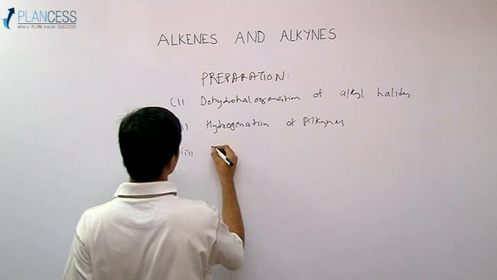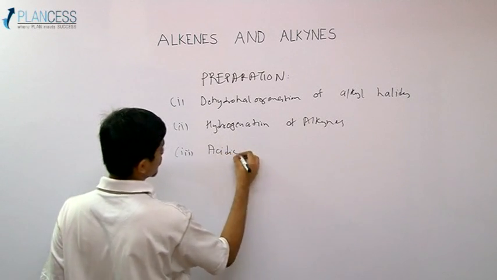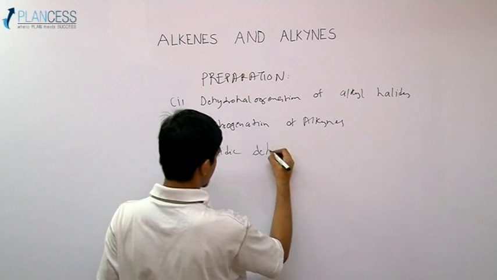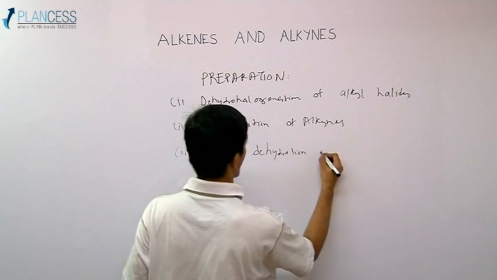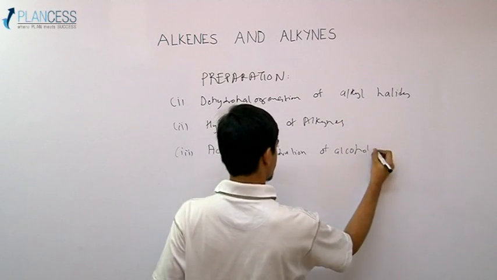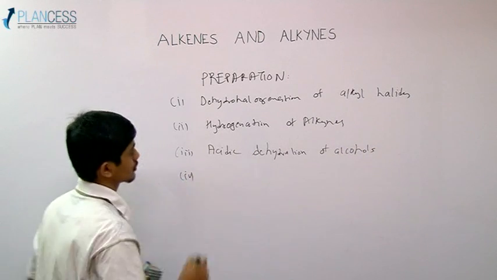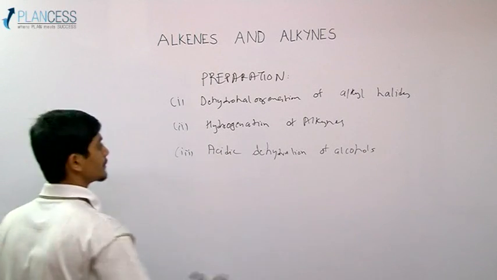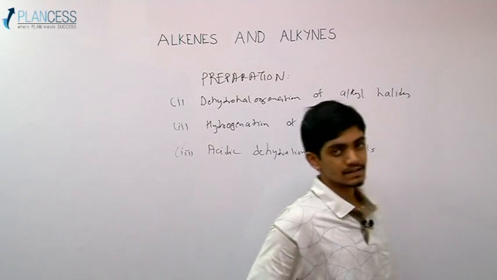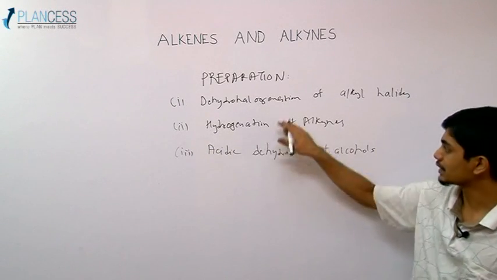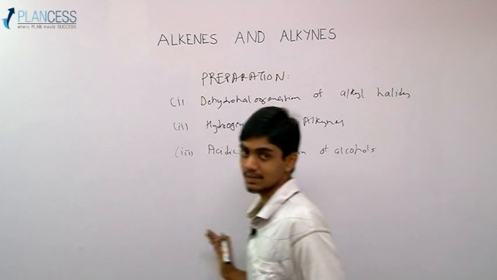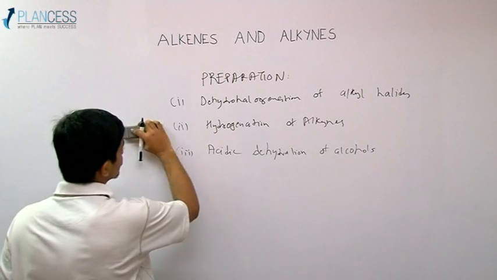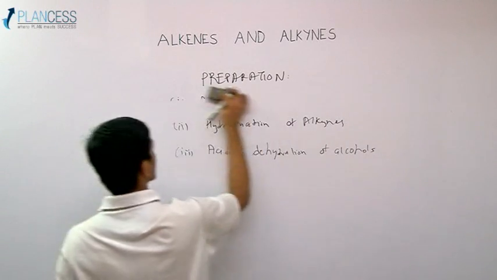So third one will be acidic dehydration of alcohols. Then fourth one will be from, okay, these three are the major methods of the preparation, and other methods we will see after discussing in detail all these three methods. There is a lot to discuss about these three methods, and then we will go for some other preparation methods of alkenes. First, we will be considering the hydrogenation of alkynes.